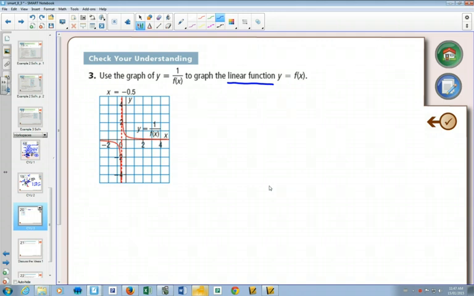One of the key steps that we did in our original one is we drew an asymptote where? Where did we draw our vertical asymptote? At the x-intercept. So right now we know that we're going to have that point. Now in order to graph a line, how many points do you need to graph a line? 2 points. We've already got 1. So if we can find one other point, we'll be able to graph a line.